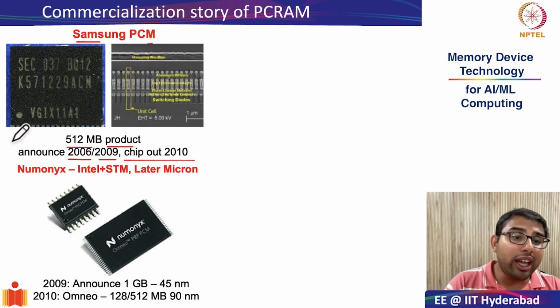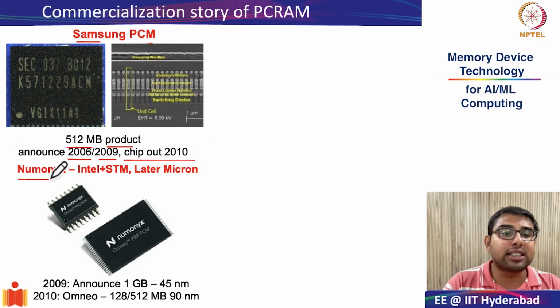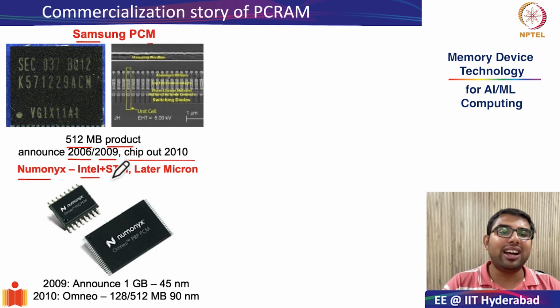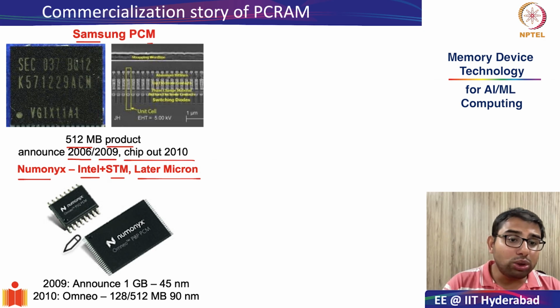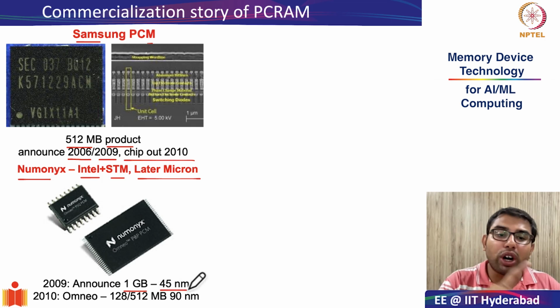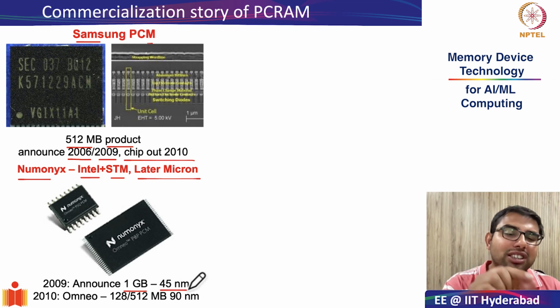Same is the story with Numonyx. Now Numonyx was a joint venture between Intel and ST Microelectronics, and later on it was acquired by Micron Technology. Numonyx announced that they will be able to go to 1 GB in the 45 nanometer node. Remember, 45 nanometer is not your smallest feature size, but it is the dimension of your access transistor.